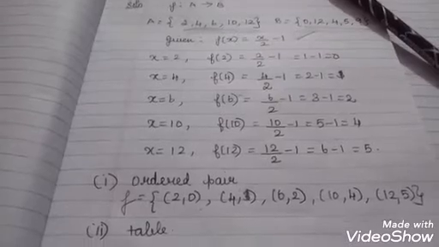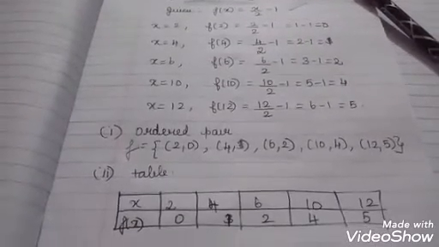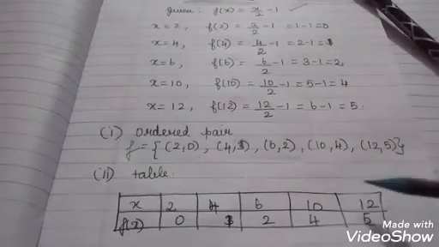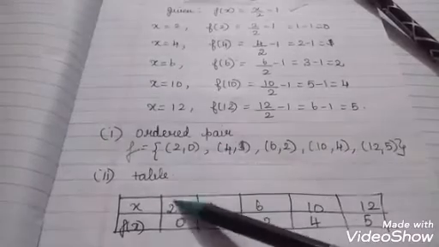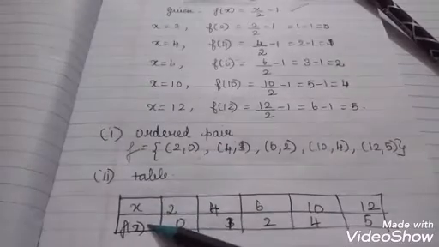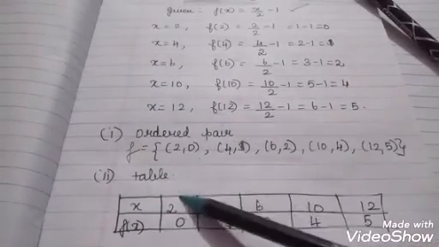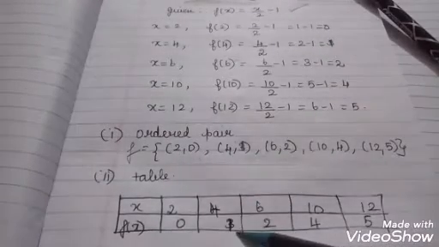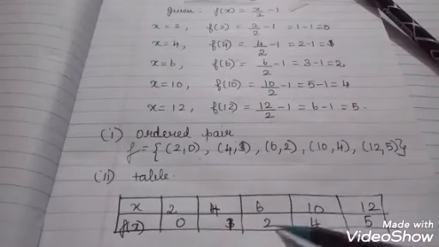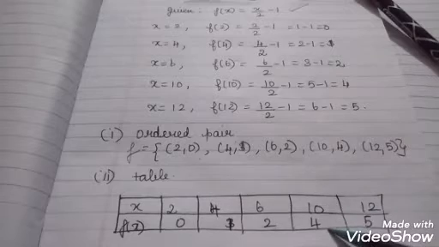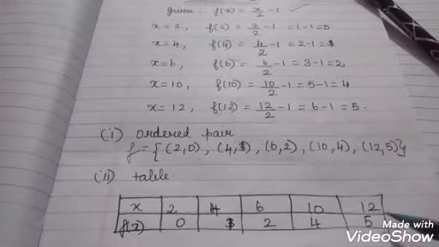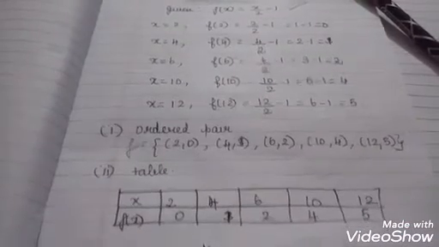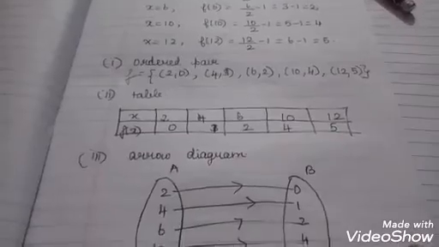After writing one, it's easy for you to write the other ones, that is a table as well as the arrow diagram. So now take the table here. Write it as x and f of x. For x is 2, f of x is 0. For x is 4, your f of x is 1. For x is 6, your f of x is 2. For x is 10, f of x is 4. And x is equal to 12, f of x is equal to 5. Okay.